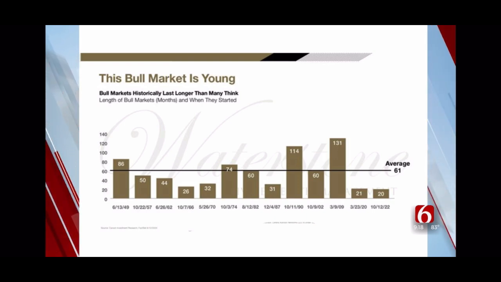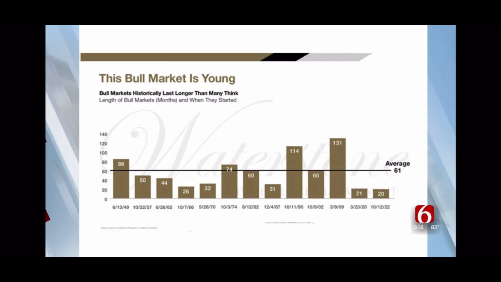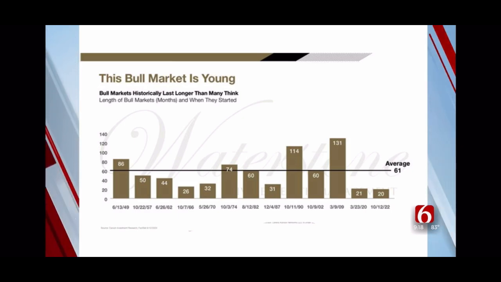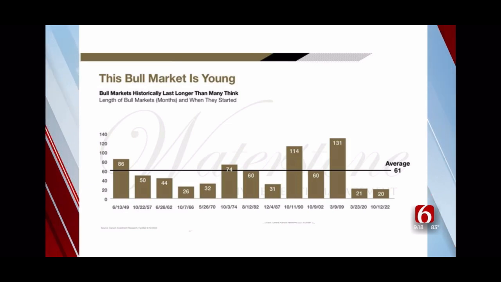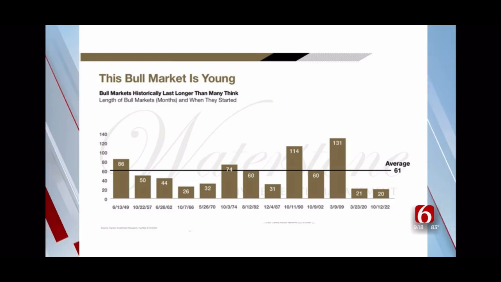History isn't a guarantee of returns, of course, but from a historical perspective, there could be more legs under this thing. The bull market we're in is all the way to the right. Then we're talking about the 1990 bull market, that's 114 months, and 2009, that's 131 months. That's how long those lasted.